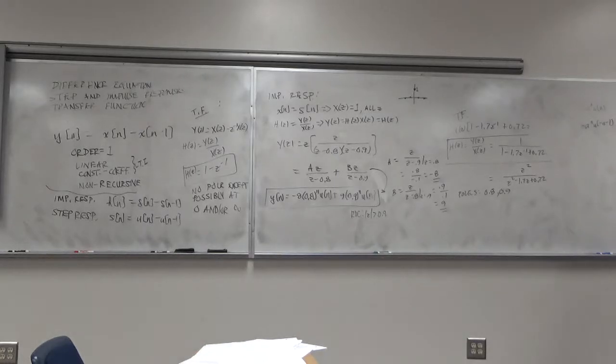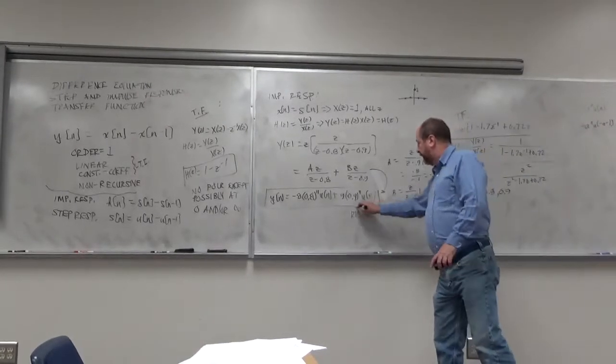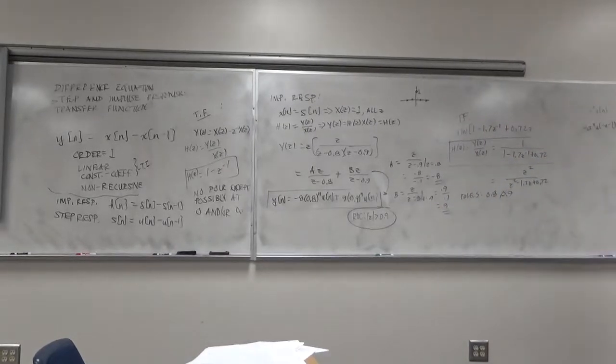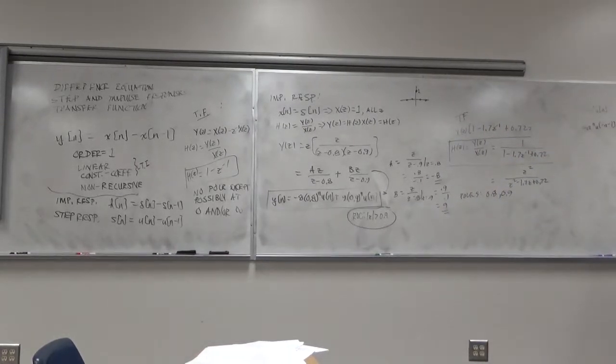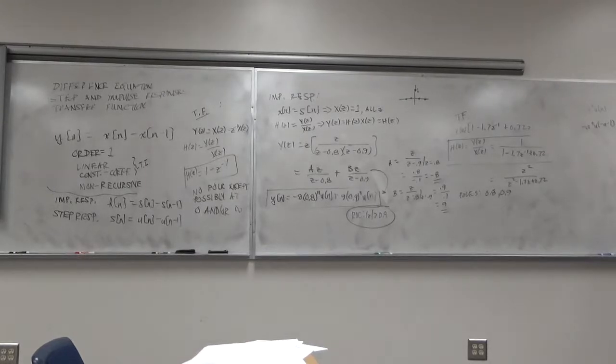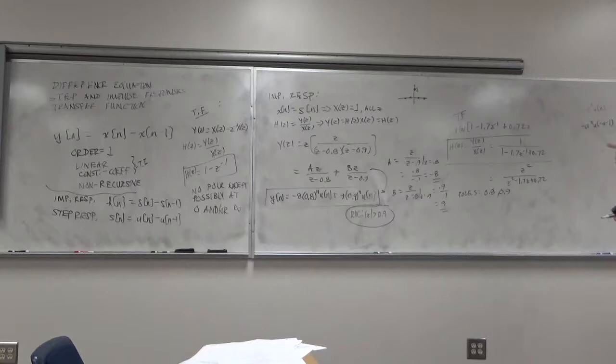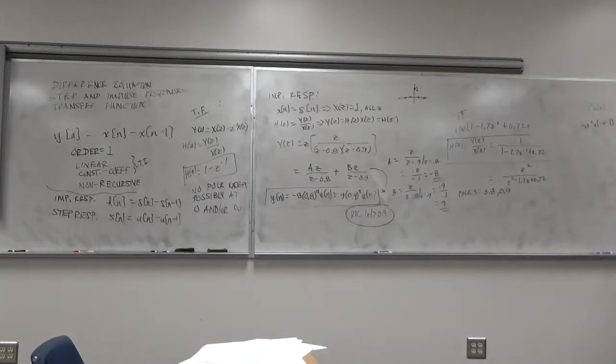So, without saying it, I actually assumed that the region of convergence was greater than 0.9, but that's what we should assume anyway. Okay, we wind up with a well-behaved and causal signal. Otherwise, we would have had a non-causal and exploding signal. There, that wouldn't be good.